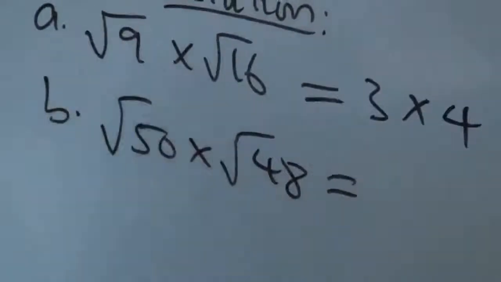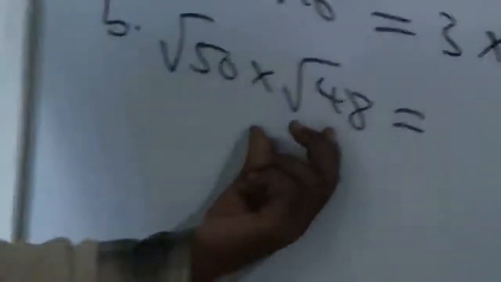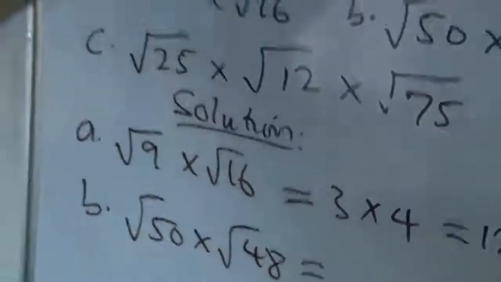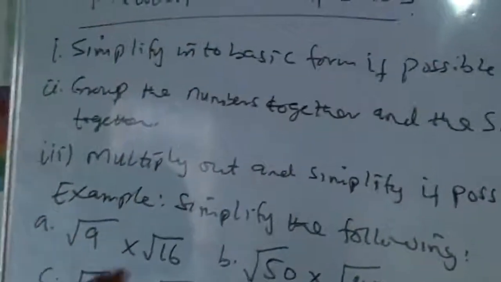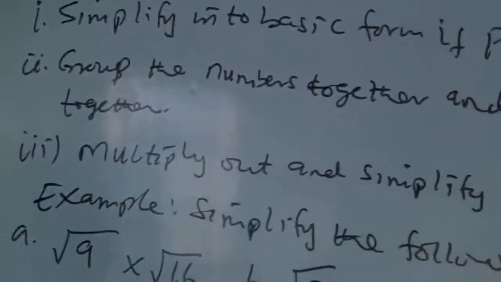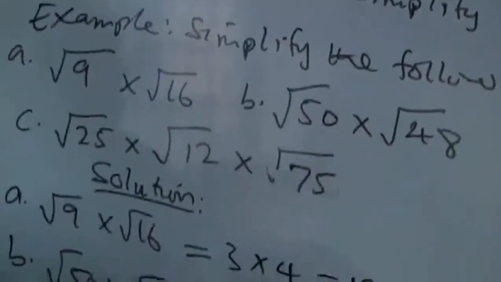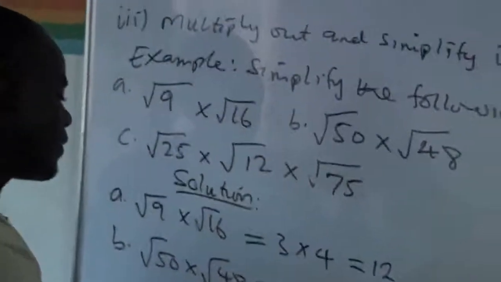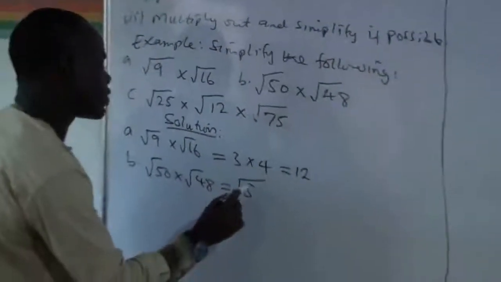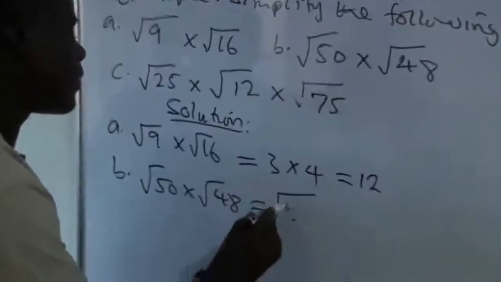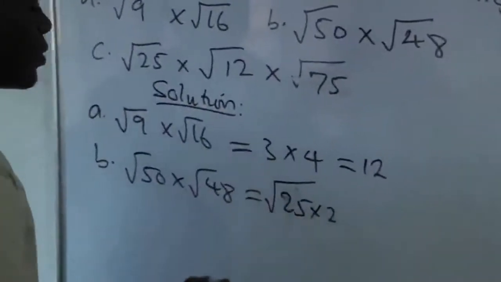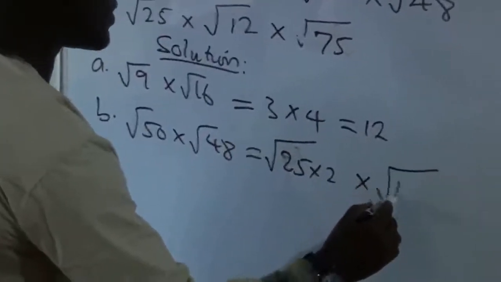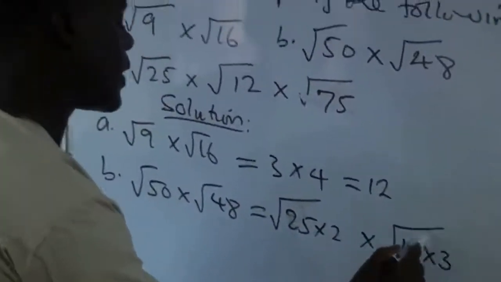Then the second one, we have root 50 times root 48. Now, if you check 50 and 48, they are not perfect squares. And therefore, you said you simplify into basic form if possible. That means you can simplify 50 into the basic form and then 48 into the basic form. Then we now carry that out on multiplication. And 50, of course, we know is 25 times 2, then 48, of course, we know is 16 times 3.